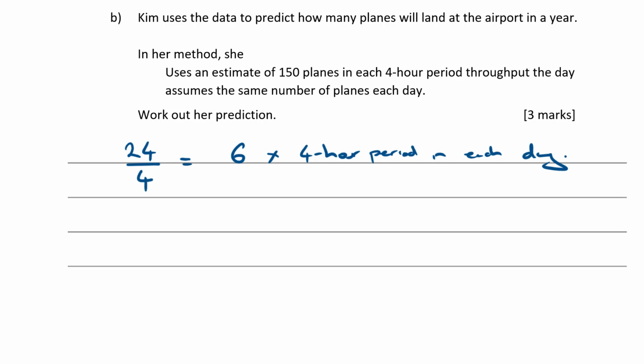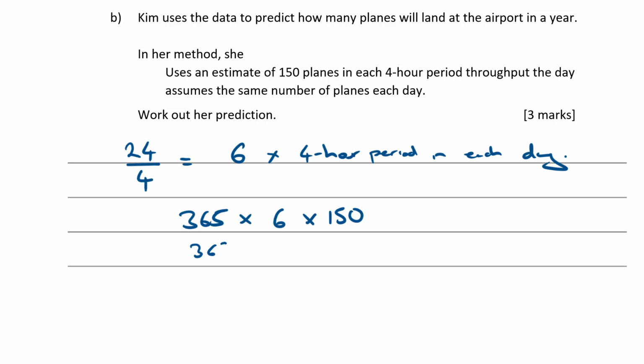Okay, now there are 365 days in a year. So 365 days times by 6 4-hour periods and 150 planes in each 4-hour period. Got to work that out. So 150 times 6. Let's do that bit first then. So let's double it. It gives me 300 and then times it by 3. That's going to be 900. So I'm going to have 365 times 900.